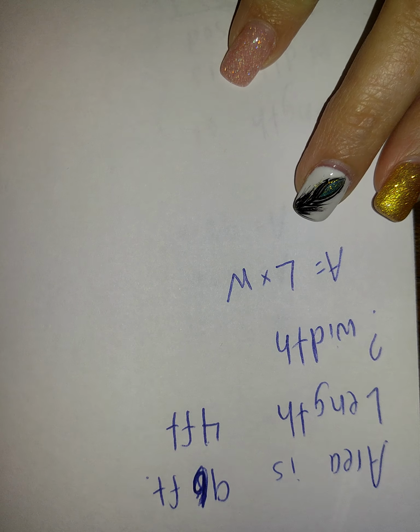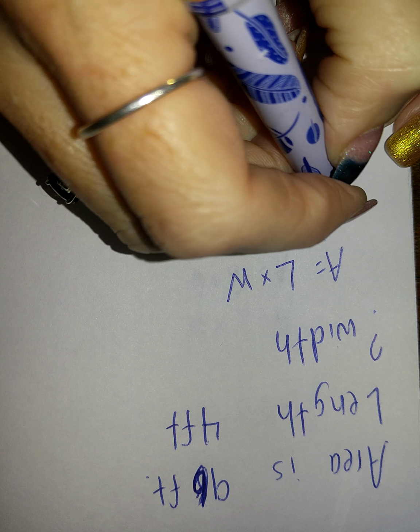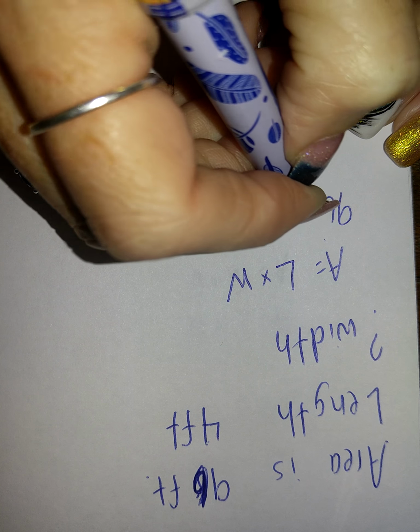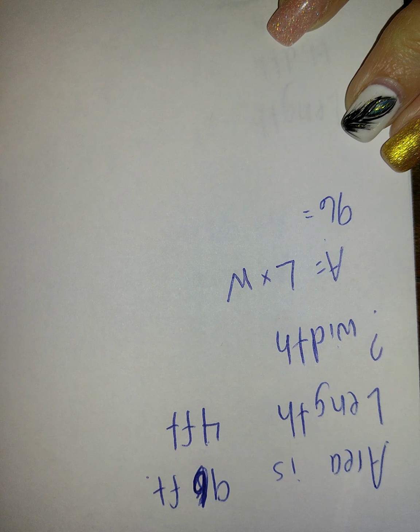So area equals length times width. I have my area, so I plug in area, which is 96. My length I have, which is 4 times W. Now, we have to isolate the variable or get the letter by itself. So my letter's W. I want W by itself. I'm multiplying here, so the opposite operation of multiplication is division. So I'm going to divide this side by 4.